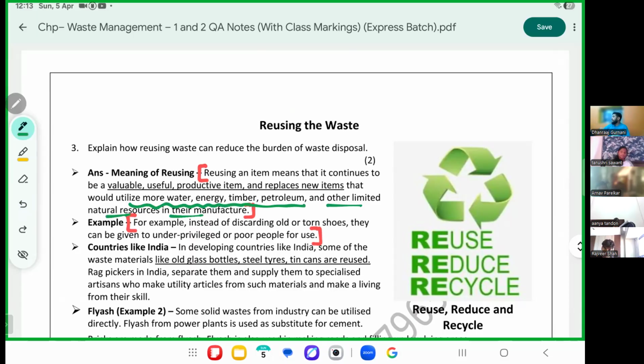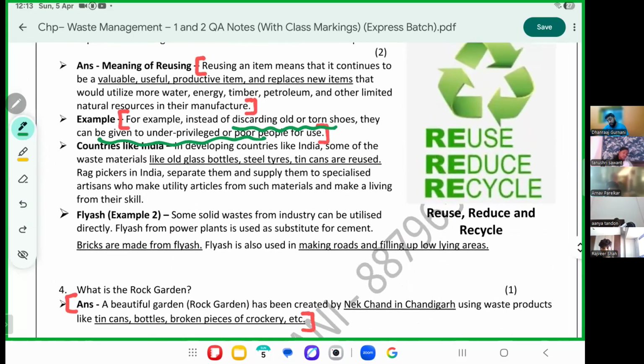You will reuse the item till it has certain value. If you buy something new, it will use more water, more energy, more timber, more petroleum, and other natural resources. That's why reuse. You reuse it as much as possible. An example is very simple: instead of discarding old torn shoes, you should give them to the underprivileged or poor. Look at your other examples.